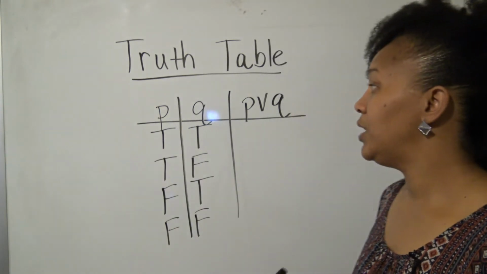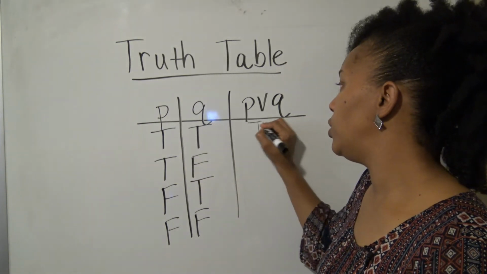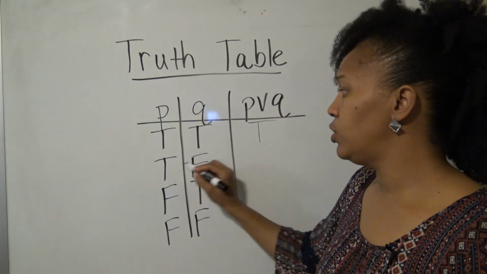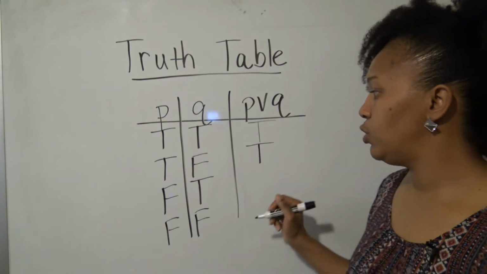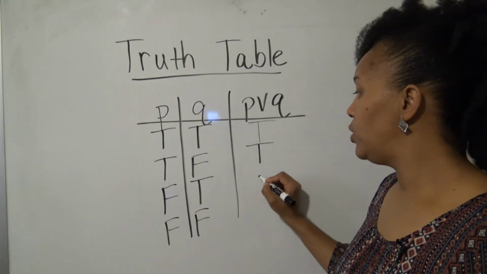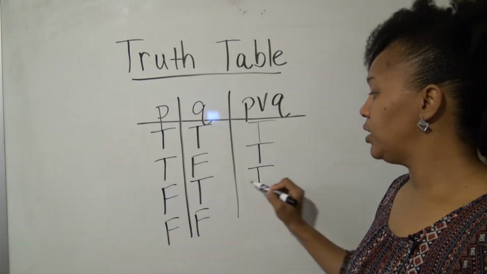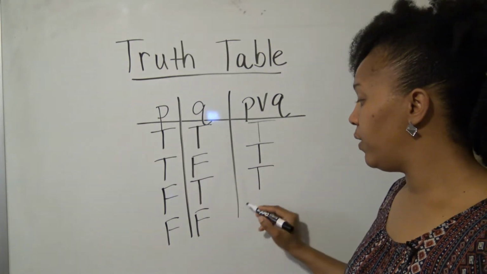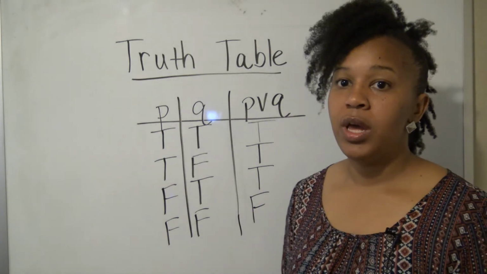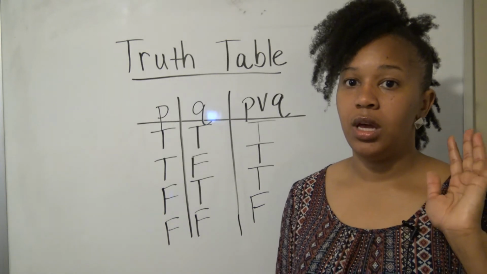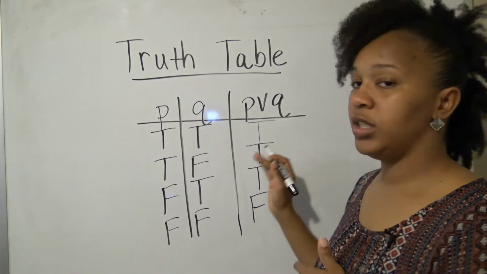So what does that mean? Well, here, both of them are true, so P or Q would be true. Here, P is true, Q is false. Well, at least one of them is true, so P or Q would be true for that case. Here, at least one of them is true, so P or Q for this case would be true. And then here, neither one of them is true, so that would be false. At least one of them has to be true in order for the disjunction to be true. All right, so this is what your truth table for the disjunction would look like.